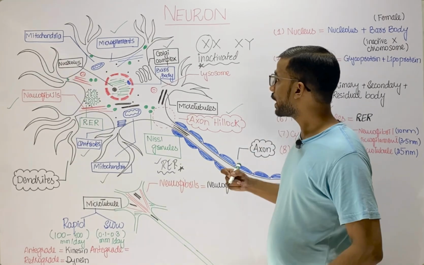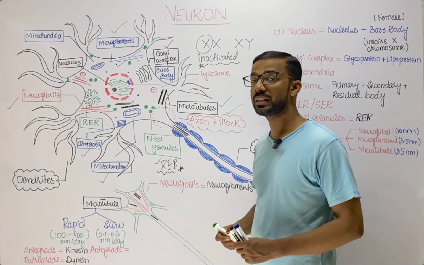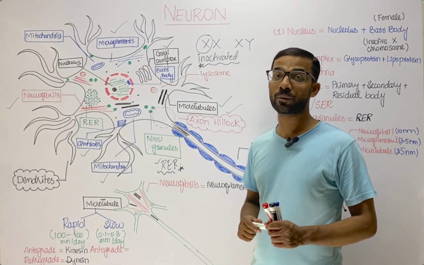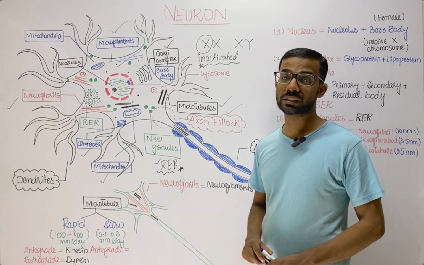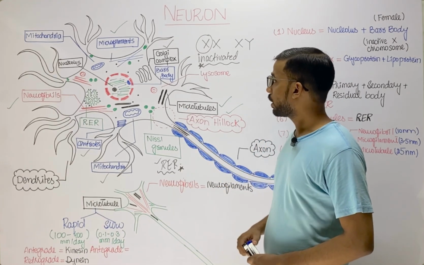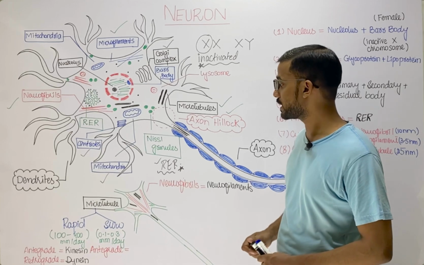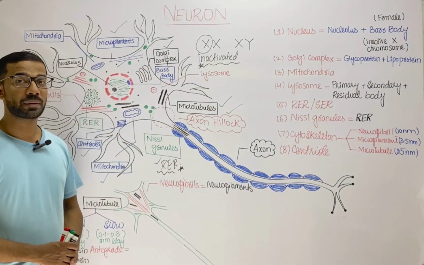And along with that, you will also see the microtubules. Microtubules are made up of tubulin protein, and this is the thick cytoskeleton component of the cell body. Okay, next you will see the summary of the different components present in the neuron.